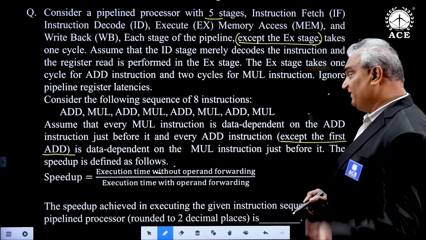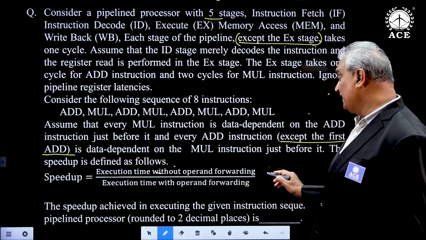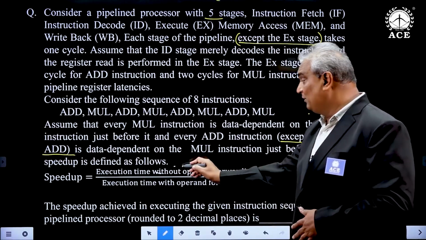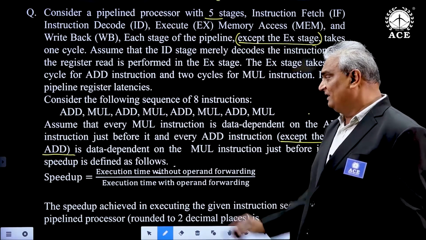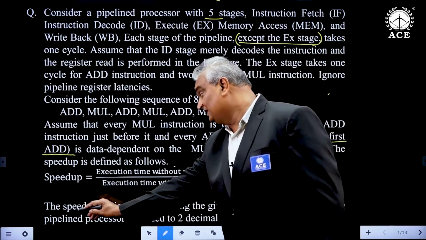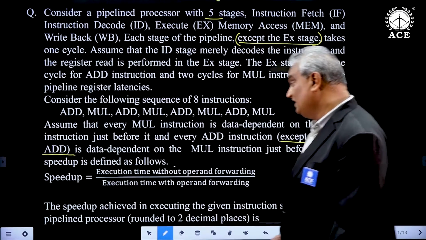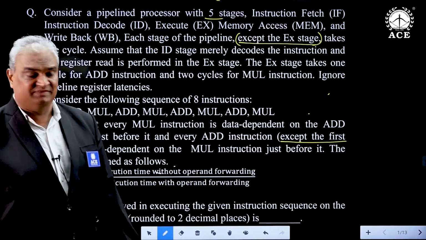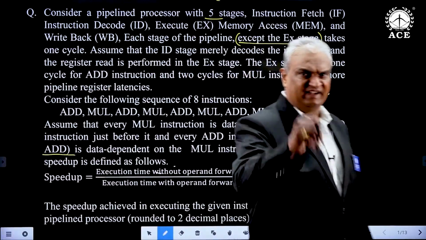Speedup is defined as the execution time without operand forwarding divided by the execution time with operand forwarding. What about the numerator? Execution time without operand forwarding. Denominator, execution time with operand forwarding. Next, the speedup achieved in executing the given instruction sequence on the pipelined processor, rounded to 2 decimal places, is dash. Okay, get clarity in the question.